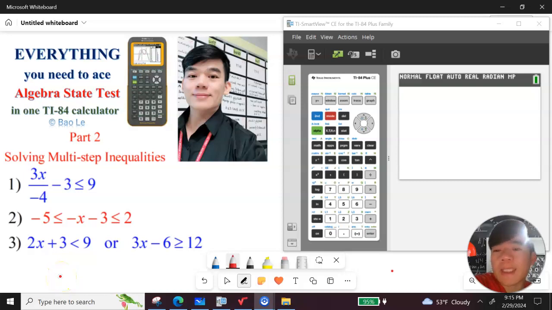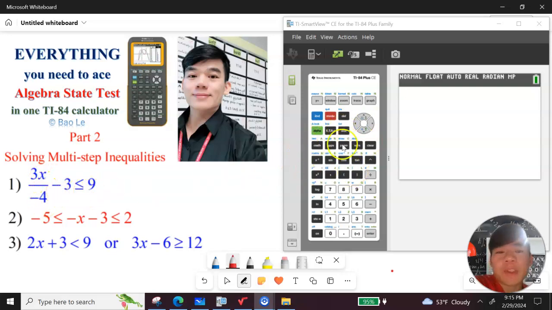Hello everyone, last time I showed you how to solve multi-step equations with a calculator. Today I'm going to show you how to solve multi-step inequalities with a calculator. Okay, let's take a look at the first example right here: 3x over -4 minus 3 less than or equal to 9.